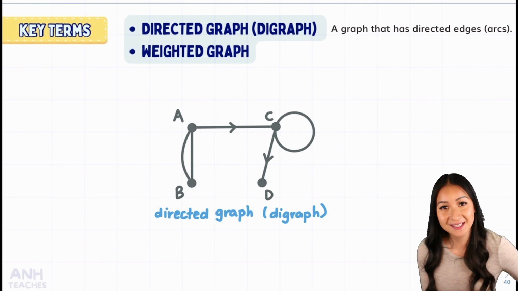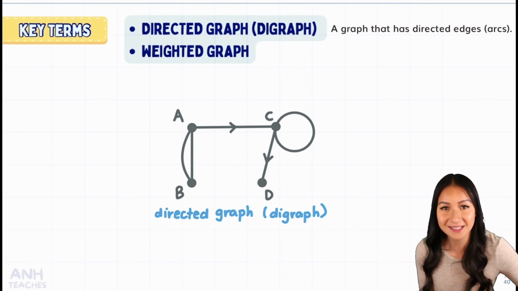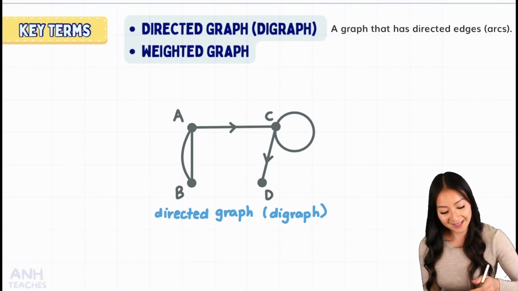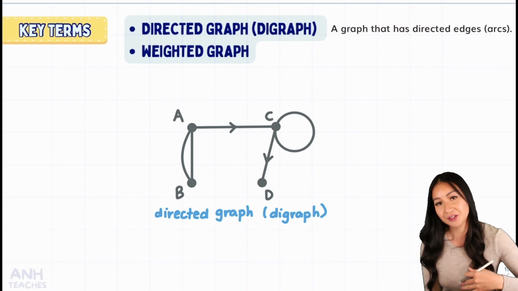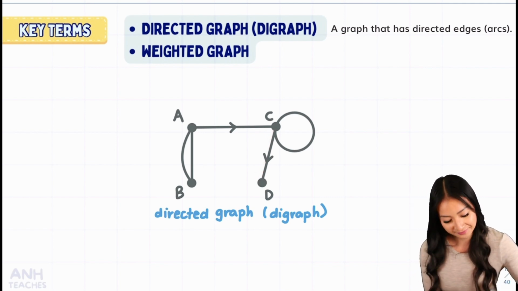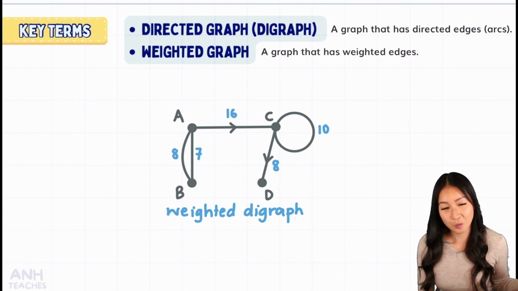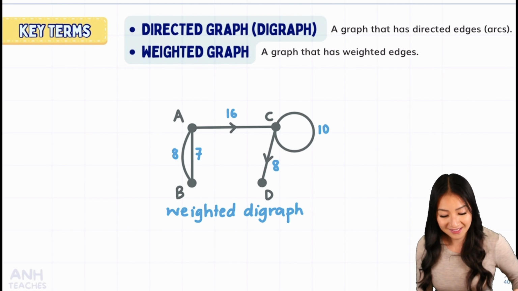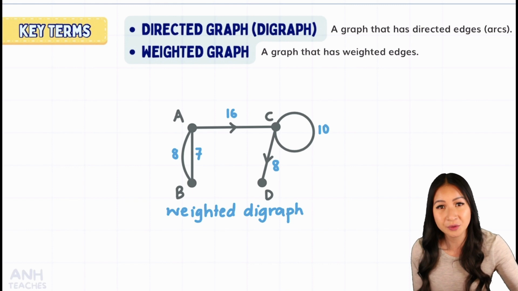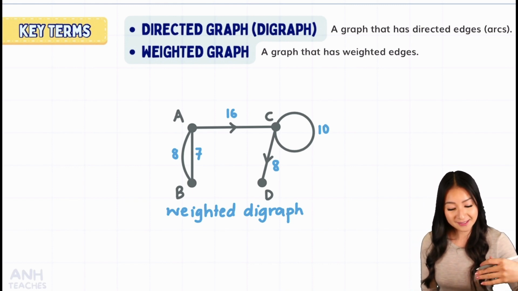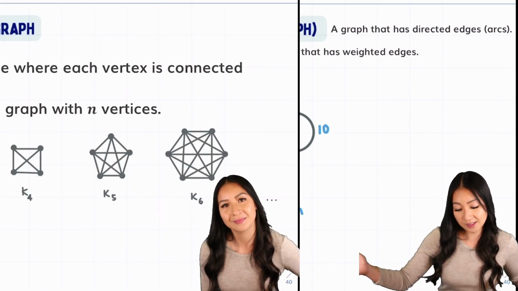Next, we have a directed graph, or a digraph for short, which is just a graph that has directed edges or arcs. And as you can see here, I've got 2 arcs, AC and CD. So this is an example of a digraph. Next, we have weighted graphs, which are just graphs that have weighted edges. When I'm talking about a weighted edge, that's just a value that is assigned to the edge, and this has lots of practical uses. Sometimes that might represent the distance between 2 towns, or maybe the running costs.